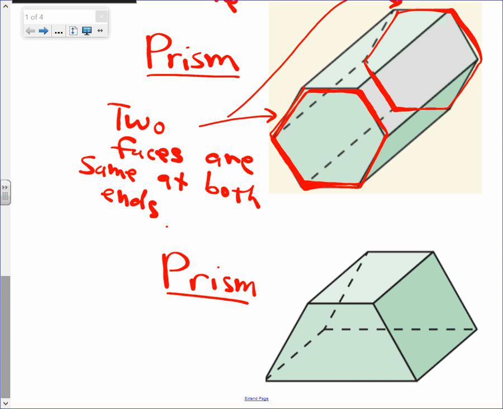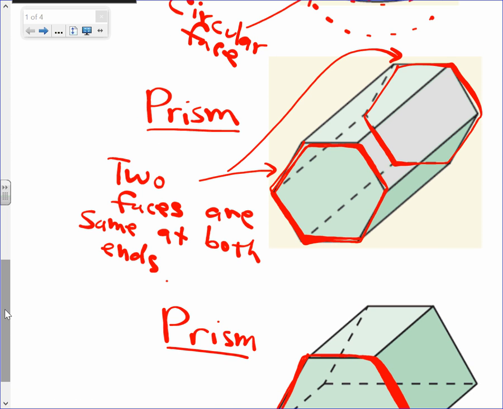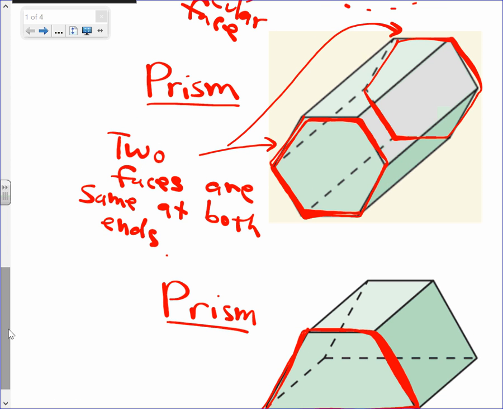What kind of shape is this right here, this front face? Ramirez, one more time, hit it. The trapezoid. So, what's the difference between this prism and that prism?